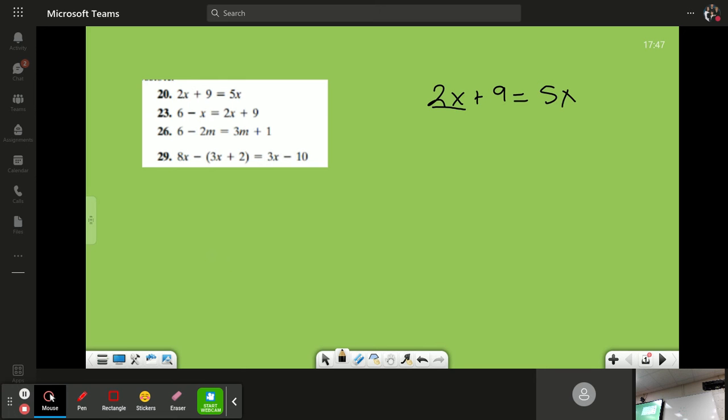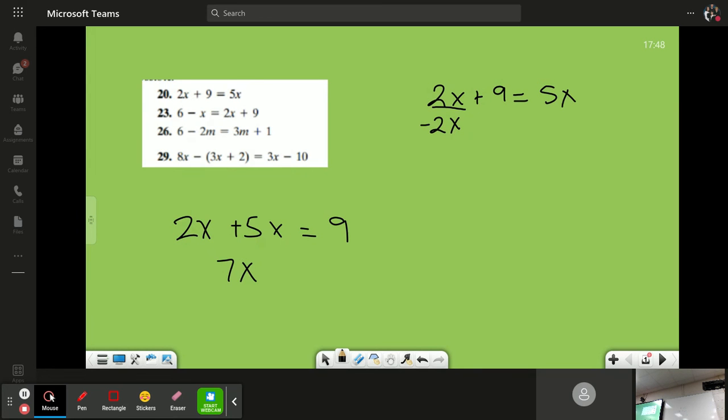I'm going to get my like terms together. This time they're on separate sides of the equal sign, right? This is over here on the left side. This is on the right side. So I can't just put them together. Like if I had over here 2x plus 5x equals 9, I could put these together and there would just be 7x, right? But they're on the same side and those are not. So I have to take it off of one side by its opposite operation.